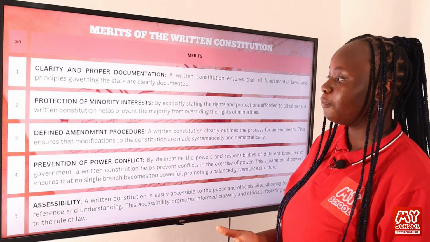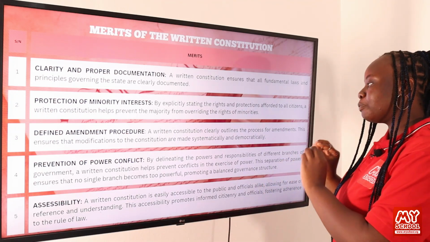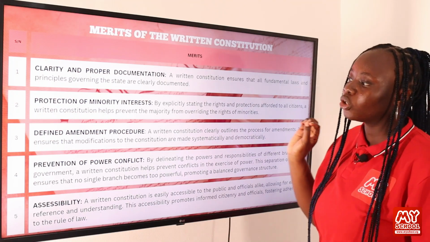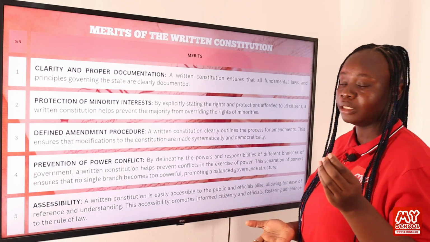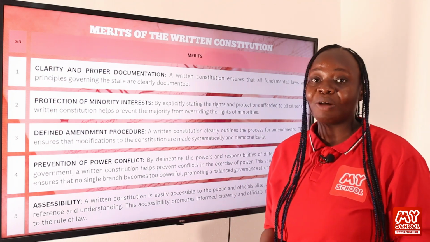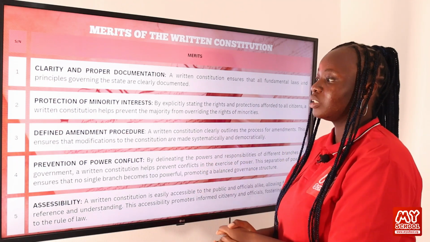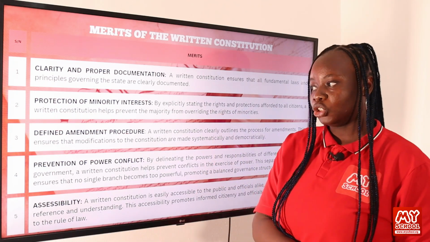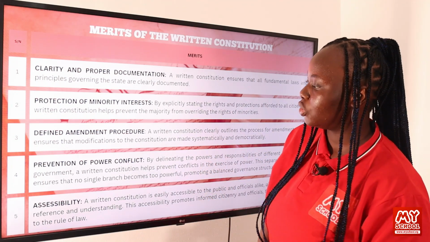So we also have a defined amendments procedure. A written constitution clearly outlines the process for amendments. This ensures that modifications to the constitution are made systematically and democratically. This is unlike an unwritten constitution, where the process of amendment is similar to that of a normal legislative process. So with a written constitution, there is a defined method of amendments.